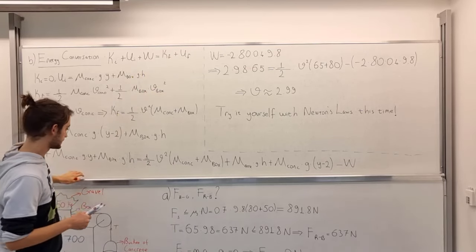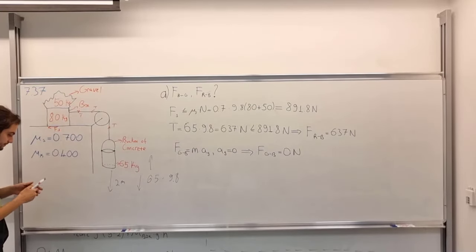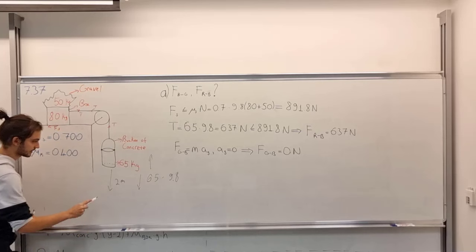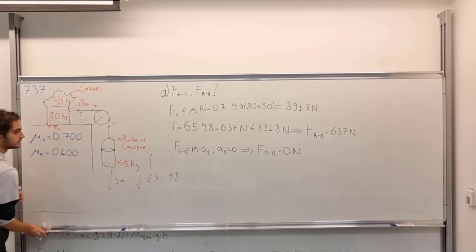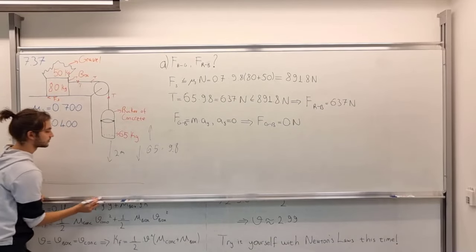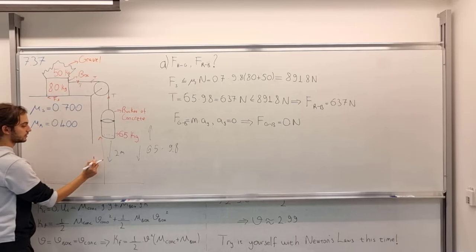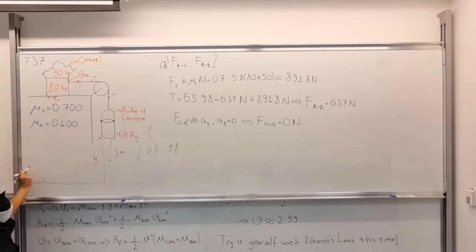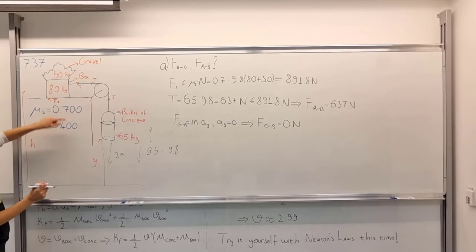So, looking at our system, let's just say this is ground, okay? This is not right in line. So this is ground, this is y, and from ground to here, it's h. This distance is h.